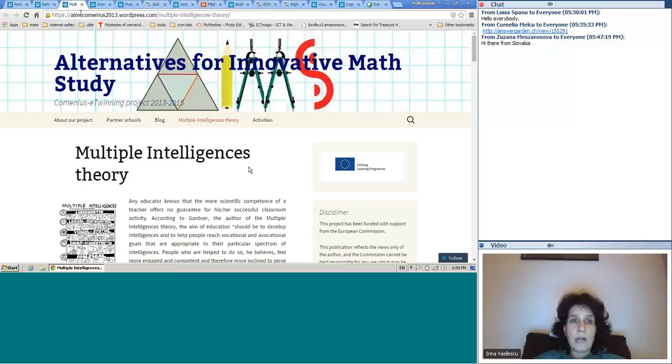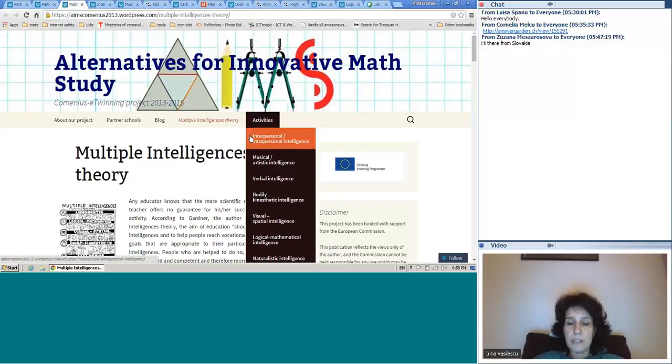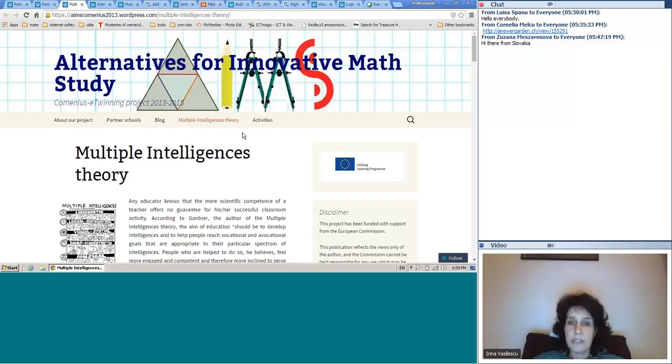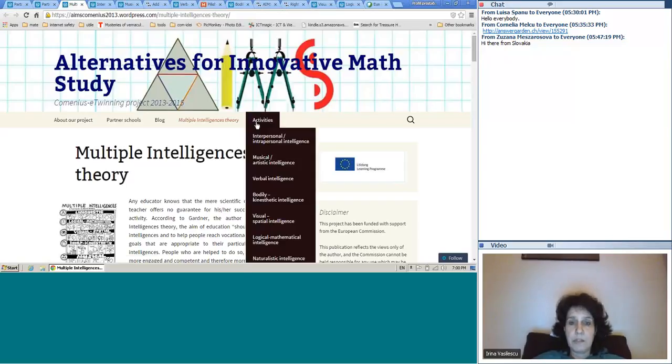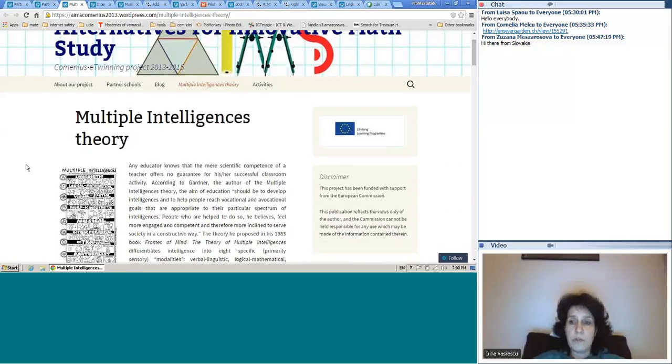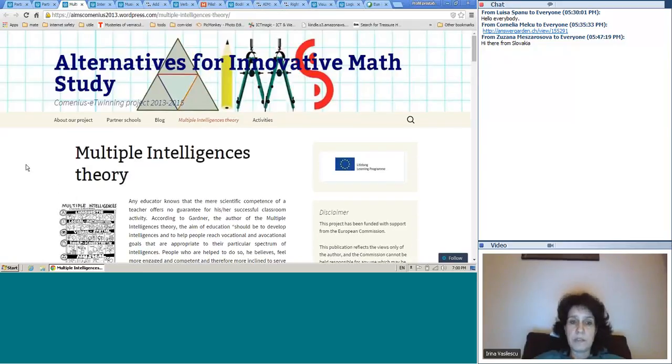And then, of course, there are links to all the activities related to all the intelligence types. I have to tell you that this blog will be one of the final products of our project. The most important product will be a didactic kit consisting of a pedagogical guide, a teacher's guide, with the descriptions of the most efficient activities, and which will be online as well as printed. And also this blog that summarizes the most efficient activities, and also it will be replicated by a DVD. The activities will also be on a DVD. So there are sections for each type of activity.